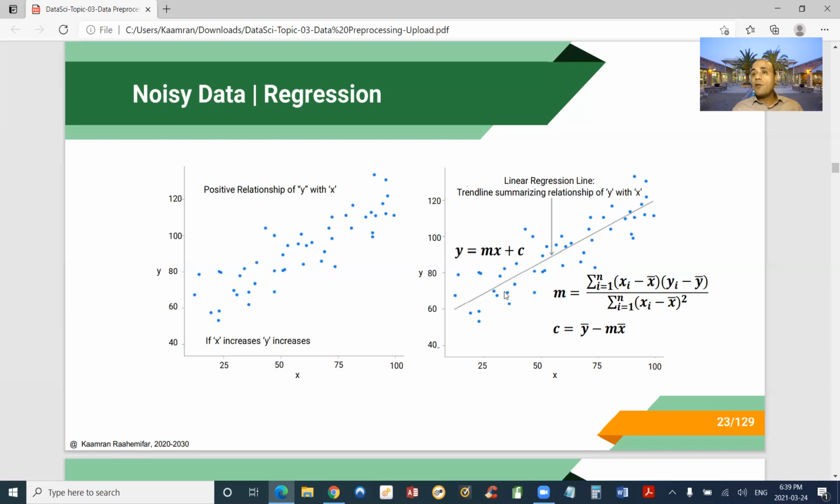So what's the purpose? What's the idea? You want to have this line in a place where it's almost passing through the data and it's balanced on the positive error and the negative error.